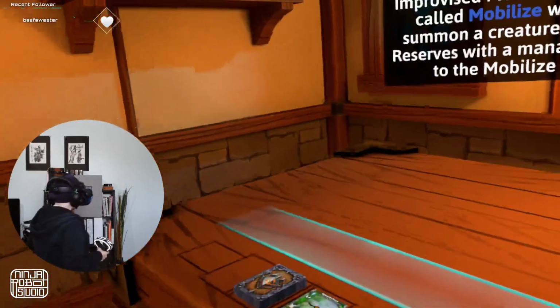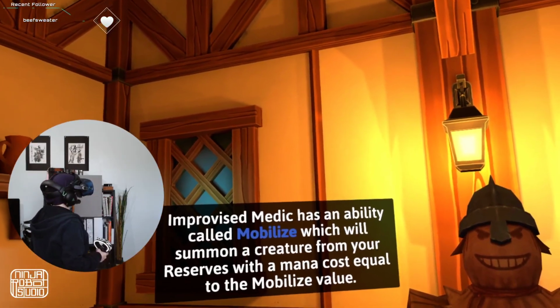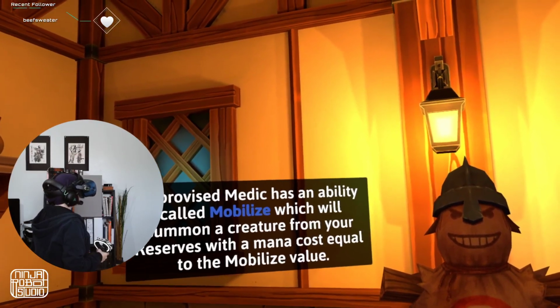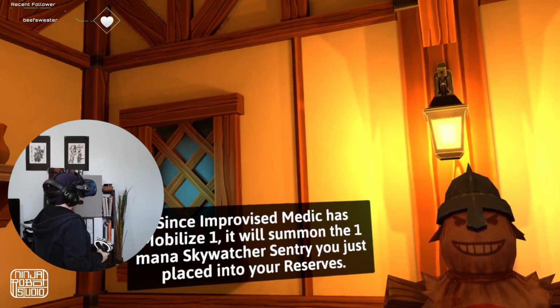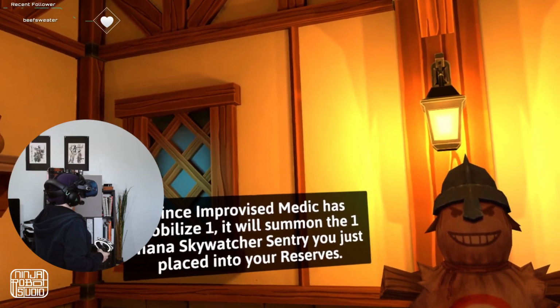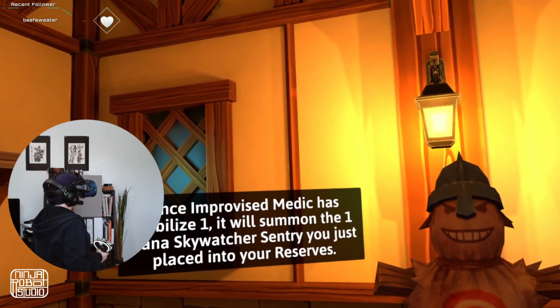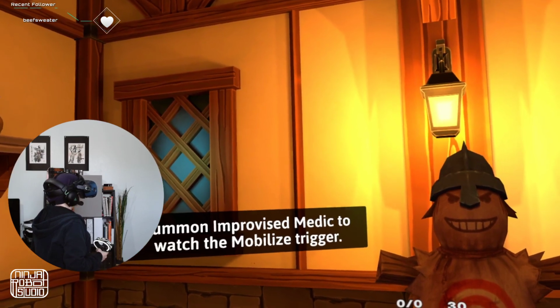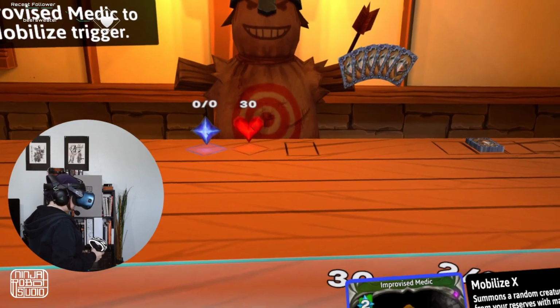Improvised Medic has an ability called Mobilize, which will summon a creature from your reserves with a mana cost equal to the Mobilize value. Since Improvised Medic has Mobilize 1, it will summon the 1 mana Skywatcher Sentry you just placed into your reserves. Summon Improvised Medic to watch the Mobilize trigger.